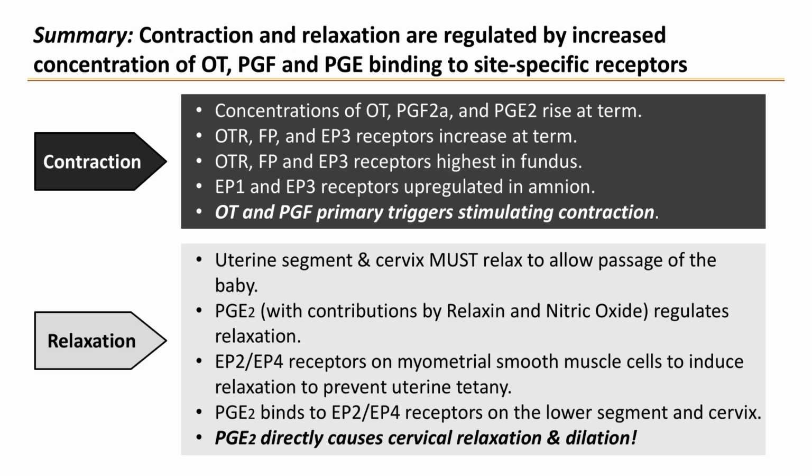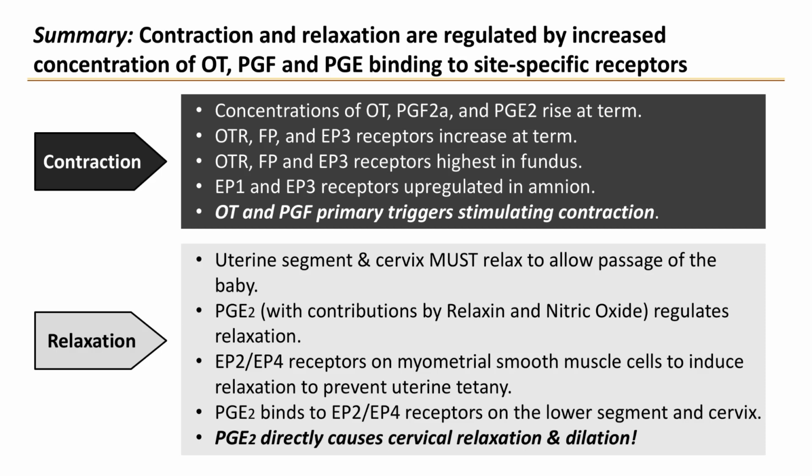Summarizing, contraction and relaxation occur concomitantly. They are both required for parturition to ensue in a normal fashion, and we know that both of those processes are driven by oxytocin and the prostaglandins. When thinking about contraction, we know it's predominantly in the upper fundus, in the upper segment. Concentrations of oxytocin, PGF2, and E2 all rise at term.